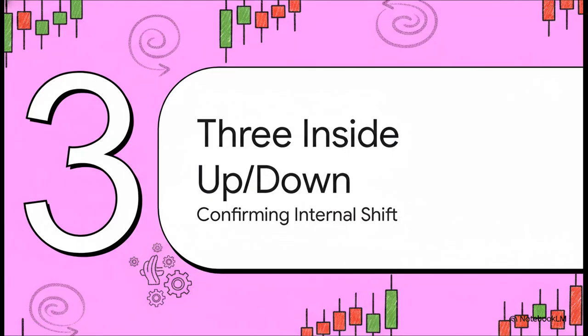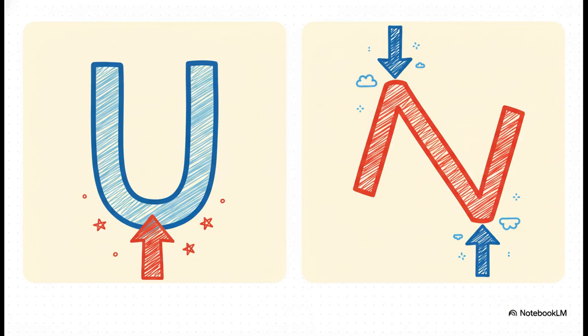Okay, our final pair for today is the 3 inside up and the 3 inside down. Now, if the soldiers and crows were this big, loud announcement of a change, you can think of these patterns as a slightly quieter, but just as meaningful confirmation that there's been an internal shift in how the market is feeling. So, again, we're dealing with trend reversal patterns.